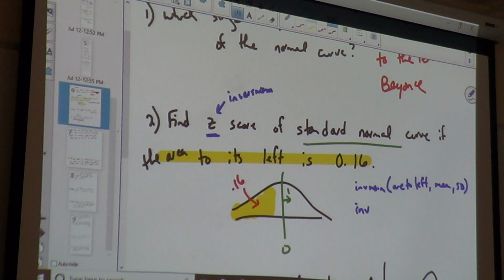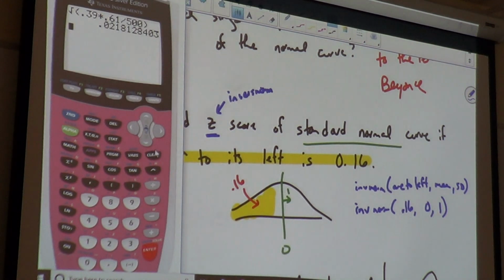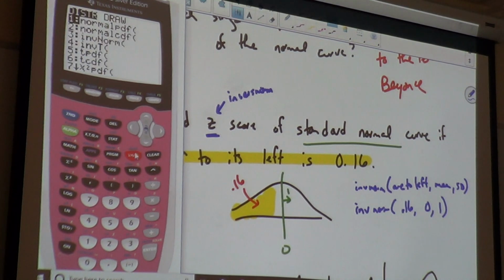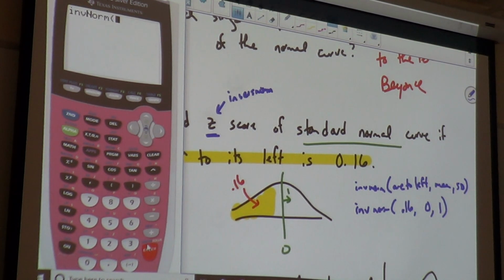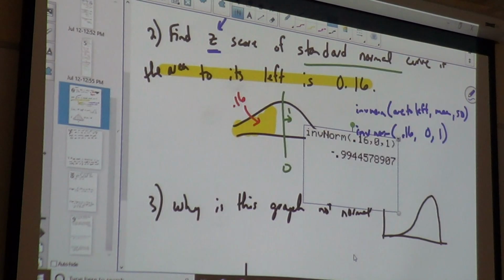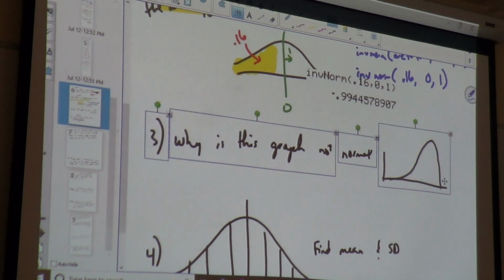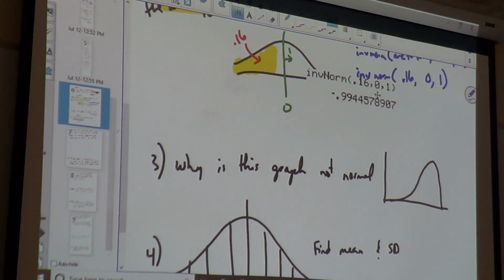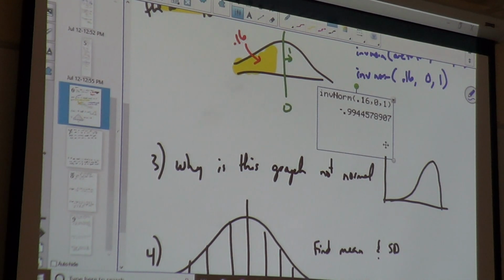So I'm going to do the inverse norm. What is my area to the left? 0.16. What is my mean? 0. I've already written it. So I'm going to come out here, I'm going to do second vars. Go down to inverse norm, and it is going to be 0.16, comma, 0, comma, 1. And your answers are multiple choice, so you're just going to have to figure out, and they're all going to be rounded to like 4 decimal places.